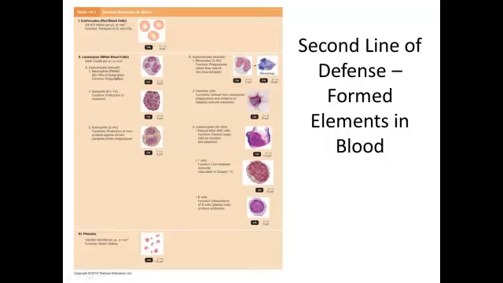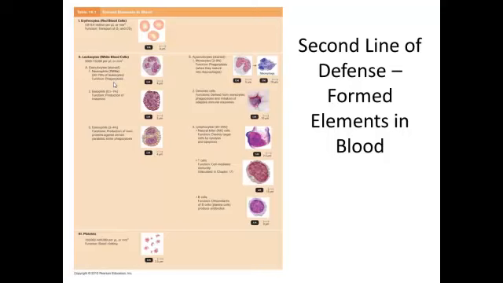Okay, so with your granulocytes, you have three kinds. You have your neutrophils, so that when you stain them with an acidic stain and a basic stain, they will stain with both. So we call those neutrophils. Now, their main job is phagocytosis. They engulf foreign invaders.